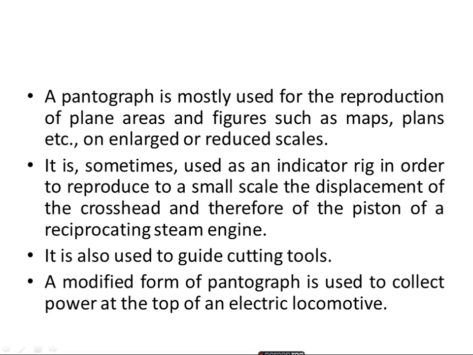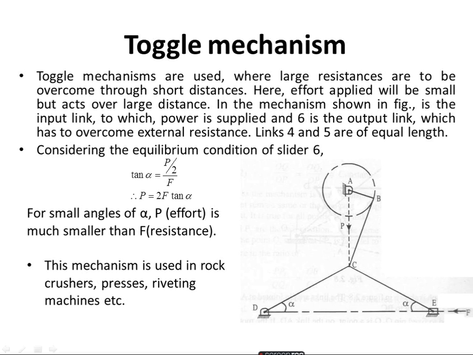Good. Next we can see the toggle mechanism. This is also not there for you, so don't study the toggle mechanism also. But toggle mechanisms are used where large resistance is to be overcome over a short distance. In this you can see this is a shorter link. With a small motion of this, the entire P is going to push over here, and this gets a sliding motion at point E. So large resistances are overcome over short distances.